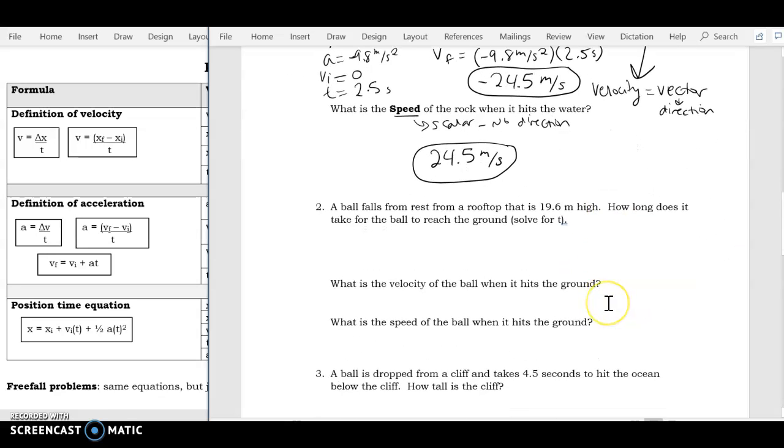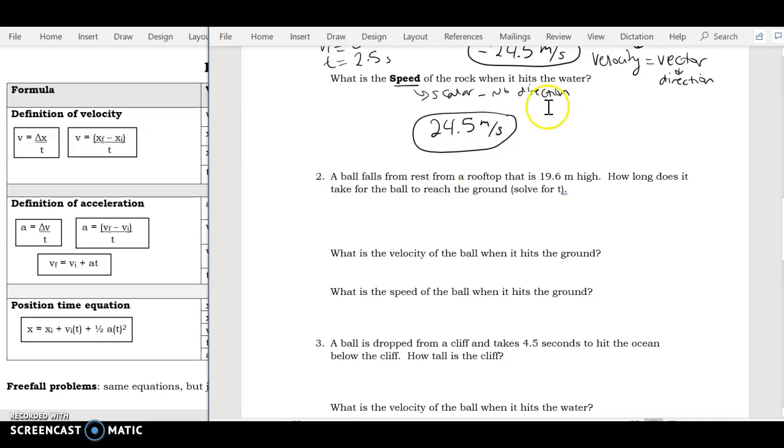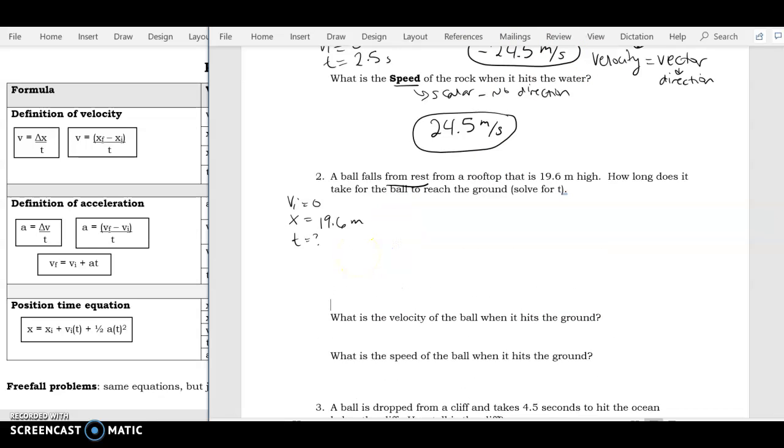All right. Number 2, a ball falls from rest. Okay, really important again. From rest tells us that that initial velocity is 0. We know now that the height, the distance, is 19.6 meters. How long does it take for the ball to reach the ground? So we're solving for t. And we also know gravity is negative 9.8 meters per second squared.